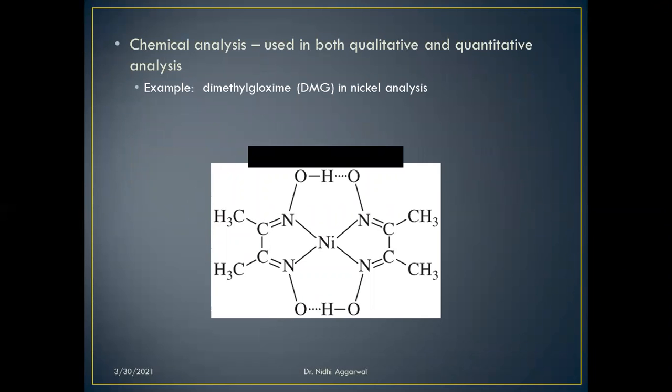Then in chemical analysis, they are used for both qualitative as well as quantitative analysis. For example, here I have shown DMG, that is dimethyl glyoxime, which is used for the estimation of nickel ions. This is one coordination complex which you are looking at on the slide. Here it is the central metal atom, and this is the DMG, that is dimethyl glyoxime.